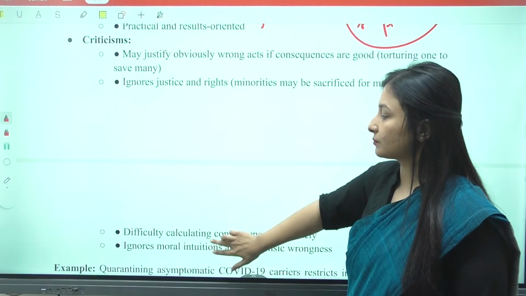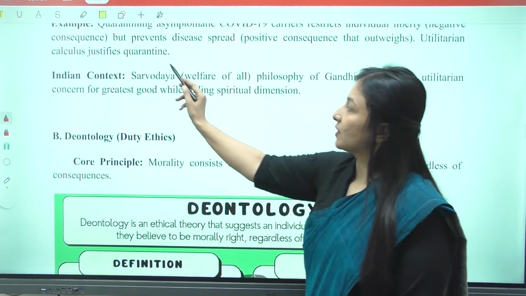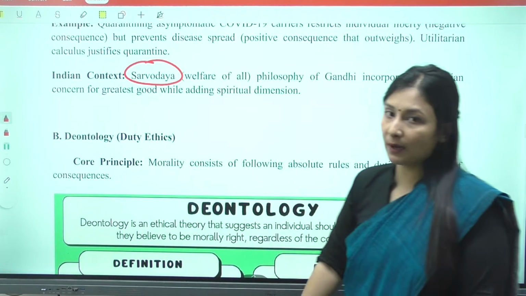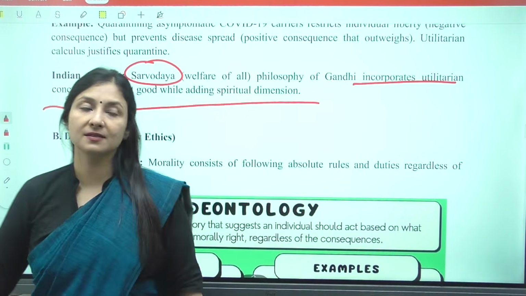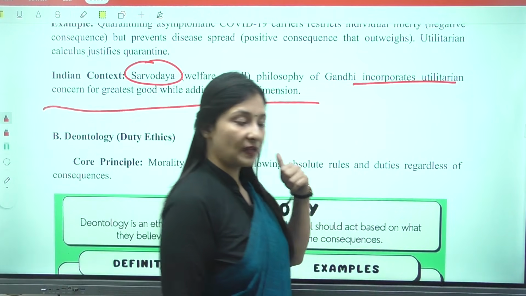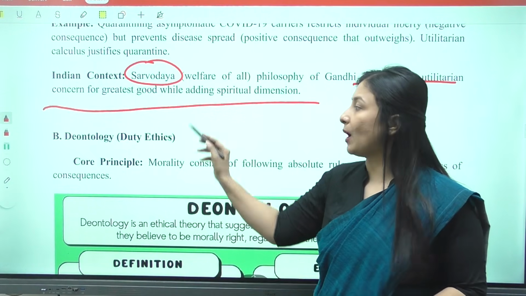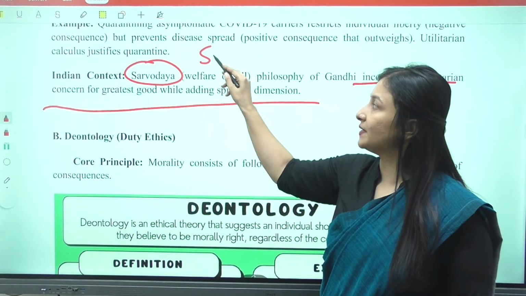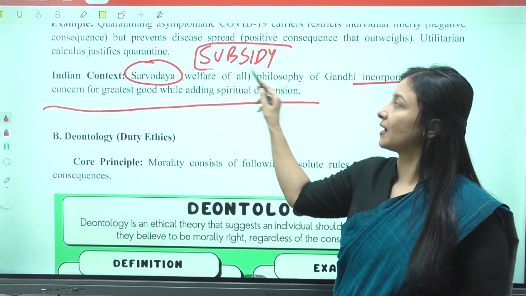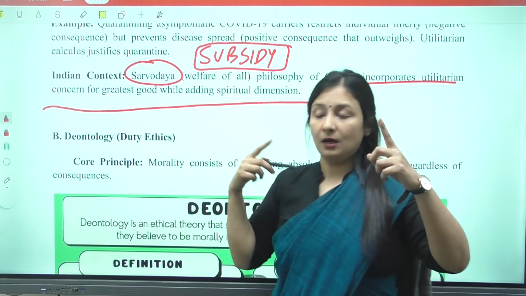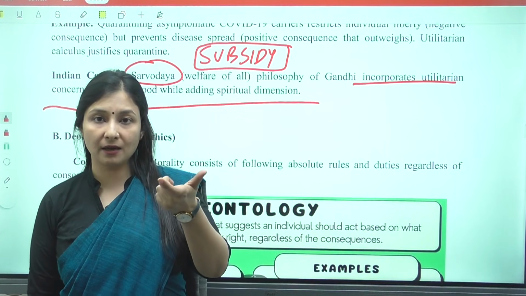Now, the Sarvodaya philosophy of Mahatma Gandhi incorporates the utilitarian concern for the greater good along with a spiritual upliftment dimension. We can also discuss here the subsidy which the Indian government provides despite the regulations which the WTO puts, the AOA, the Agreement on Agriculture.